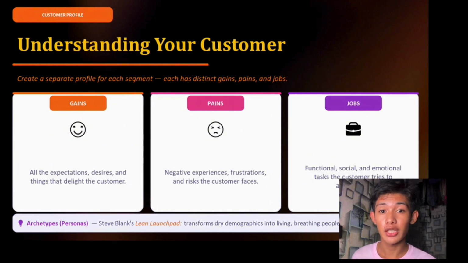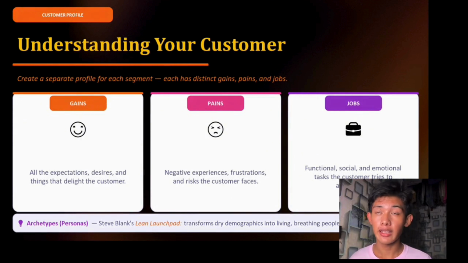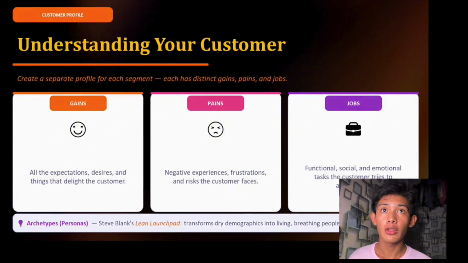Now, let's proceed po sa customer profile. Yung customer profile po refers to the customer segments that the company will be serving with its product or service. So, it is important po to create a separate profile for each segment because each one po has its own distinct gains, pains, and jobs. Yung gains po, yun po yung mga expectations, yung desires, and while yung pains po, yun naman po yung mga na-experience ng mga customers natin na negative or mga frustration. While yung jobs po, sila po yung mga functional, social, and emotional tasks the customer tries to accomplish. So, sabi po, dito, the company needs to understand the customer's job and make assessment of their pains and gains.